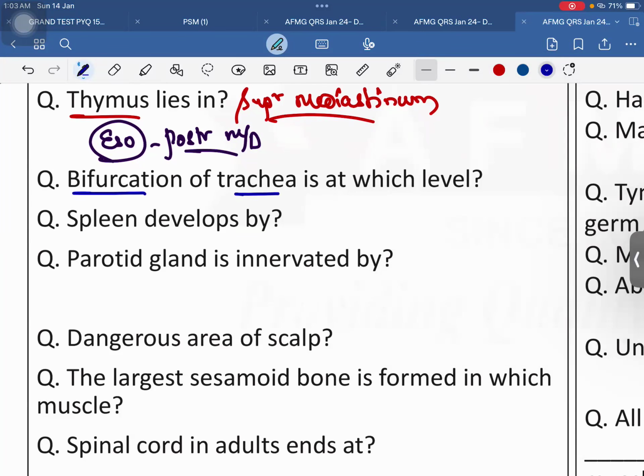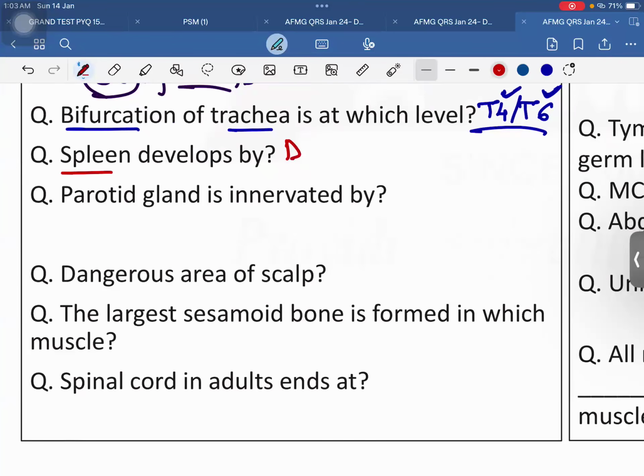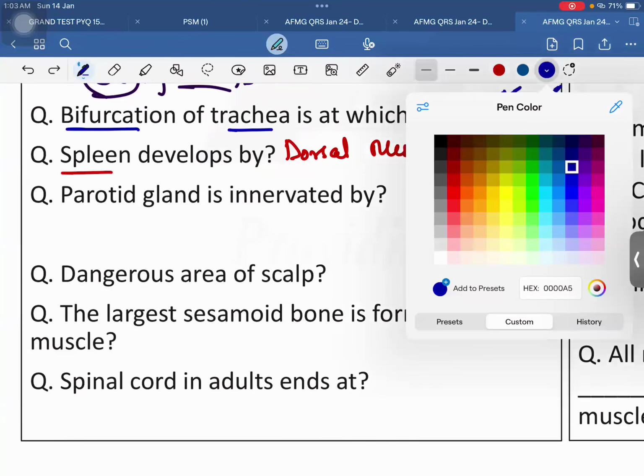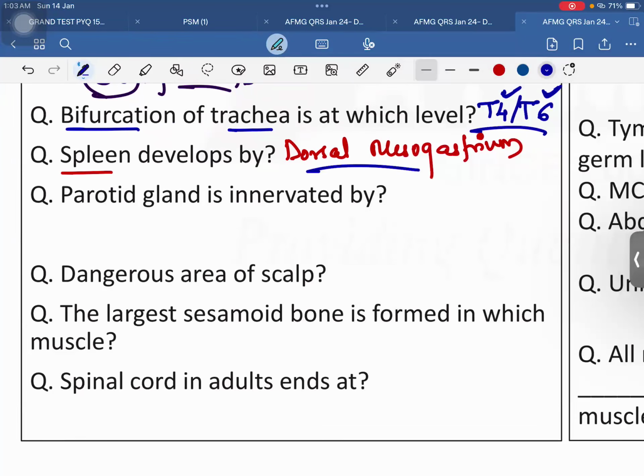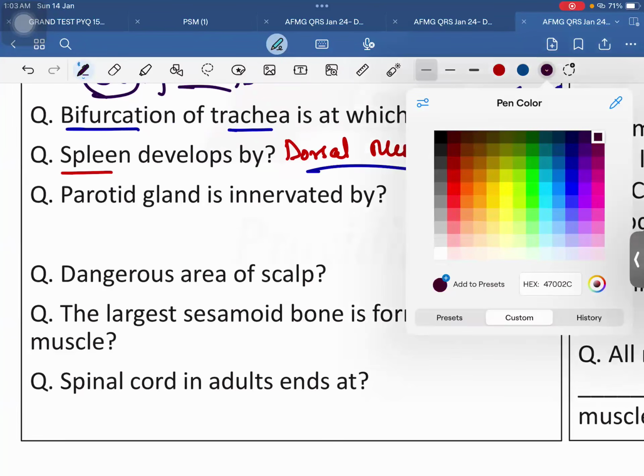Bifurcation of the trachea is at which level, beta? So please remember, bifurcation of the trachea is at T4 or T6. That means in living individuals it is at T6, beta. In a cadaver, it is at the level of T4. Spleen develops by, so please remember, the spleen is going to develop by the dorsal mesogastrium, beta. Spleen is going to develop by an embryological structure known as dorsal mesogastrium. And please remember, spleen is an organ which does not form the bed of the stomach. Yes, spleen does not form any kind of bed of the stomach. That has to be remembered.